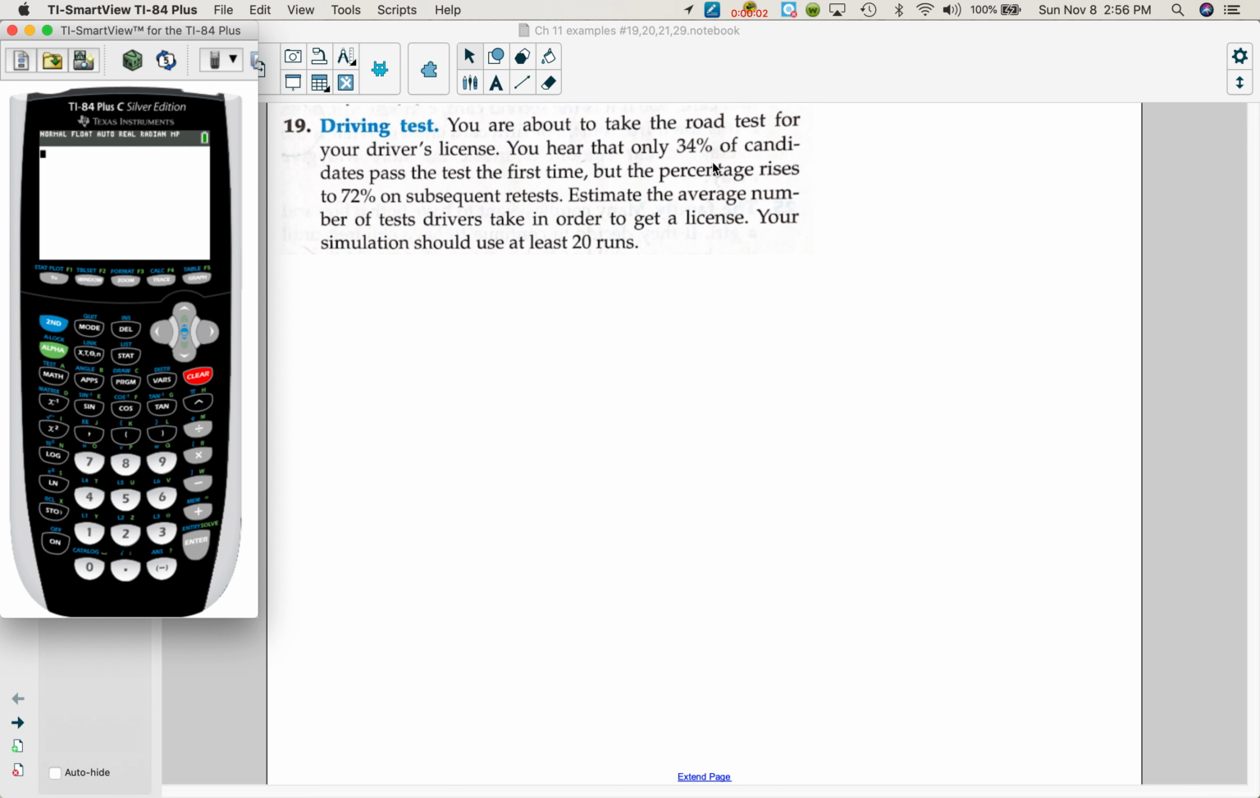I wanted to go through a few examples with you from chapter 11, a little bit more on some simulations. So this is from your textbook, number 19. You are about to take the road test for your driver's license. You hear that only 34% of candidates pass the test the first time. That doesn't sound too promising, but the percentage rises to 72% on subsequent retests. Estimate the average number of tests drivers take in order to get a license. Your simulation should use at least 20 runs.